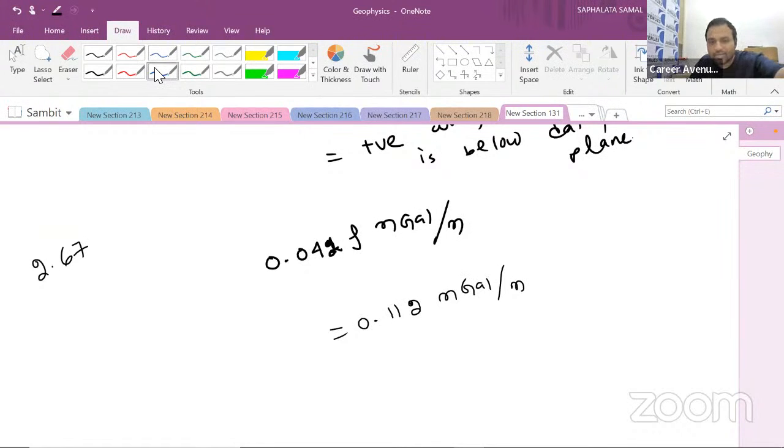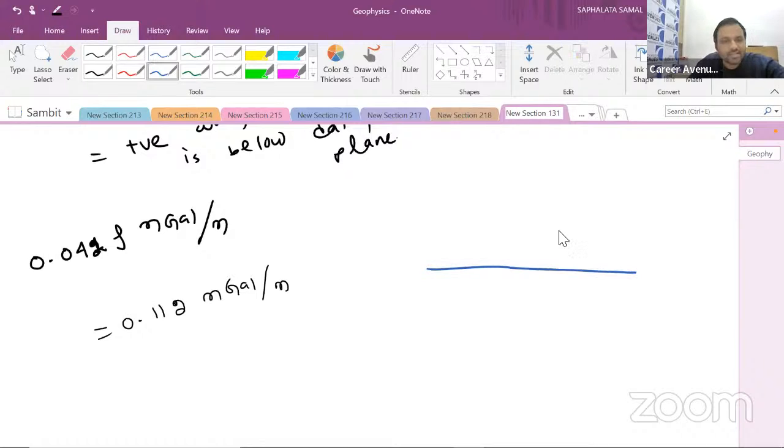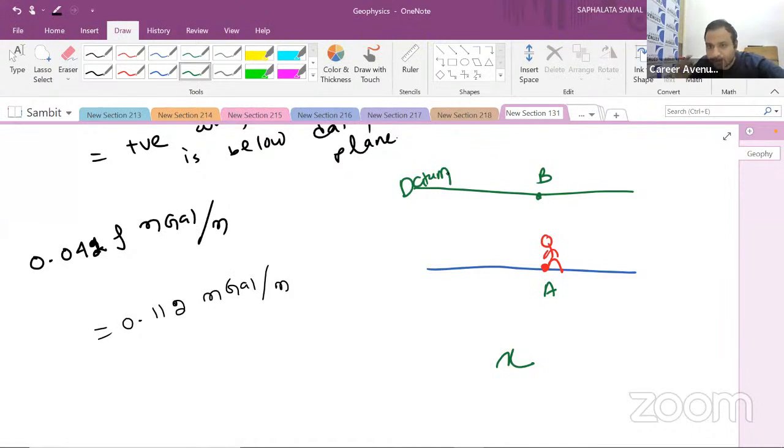For example, I am standing over here, and the datum plane passes above my station. The reference spheroid is a theoretical surface; it is nothing physical. Suppose this is my A point and this is my B point, and my measured value is X. This is below the datum plane. The station is below the datum plane, which means I have to add some value. So X plus 0.112 milligal per meter.